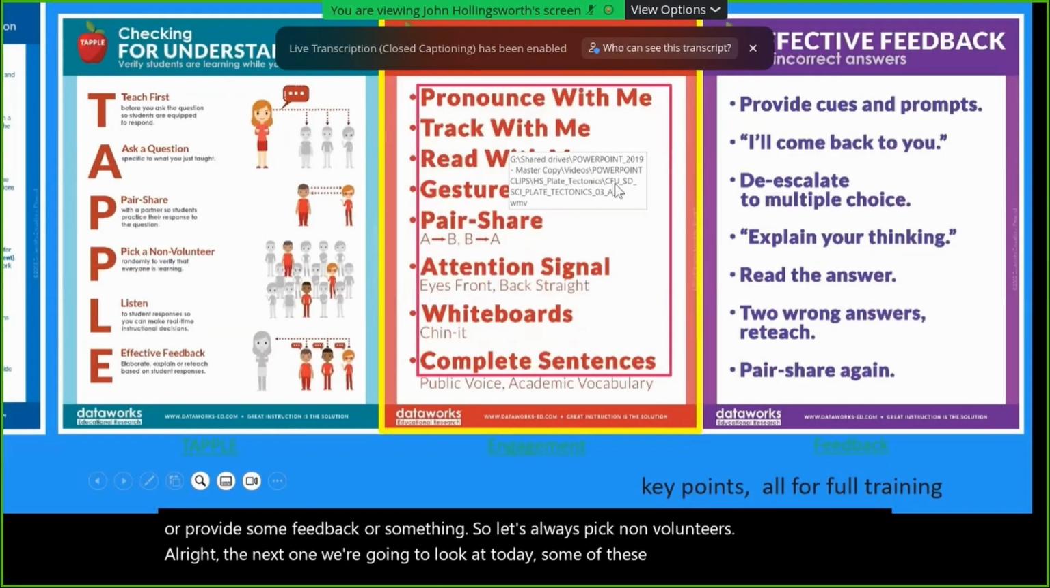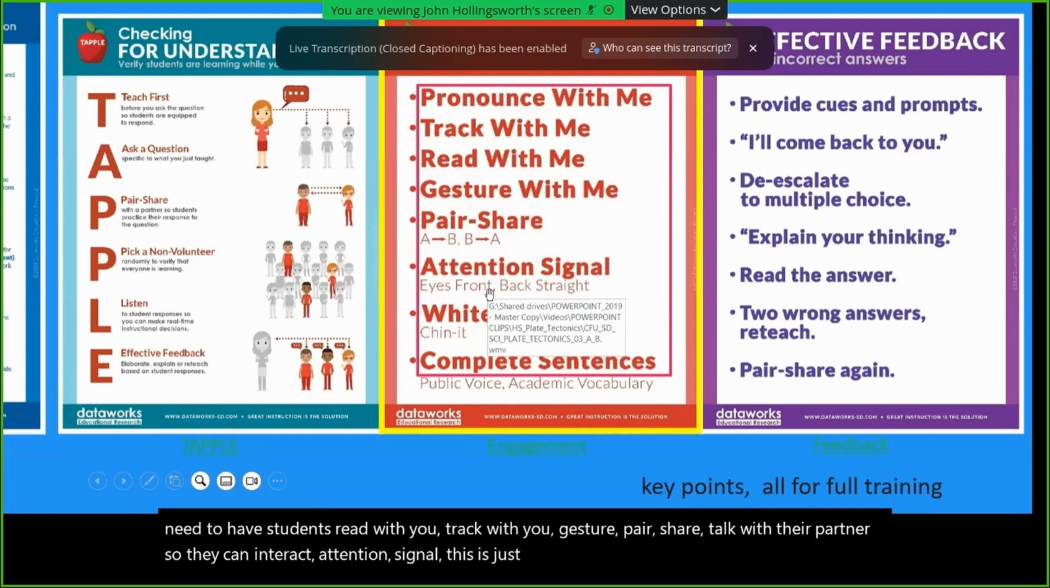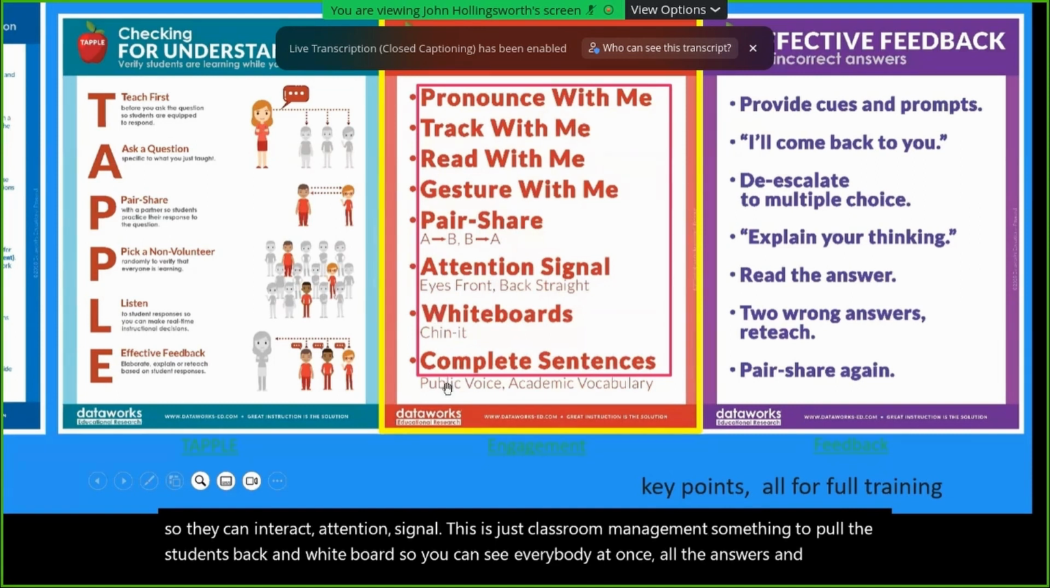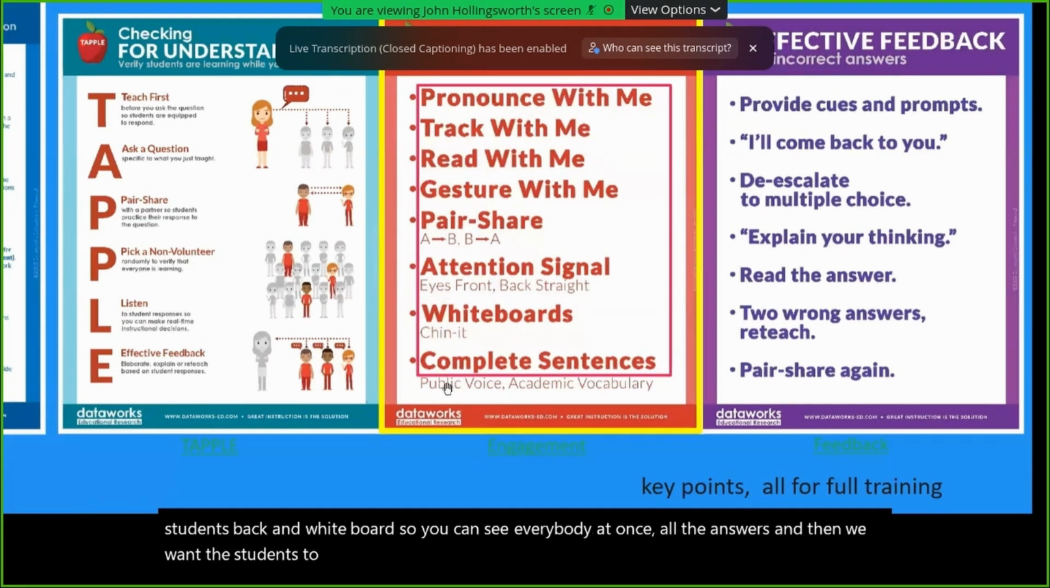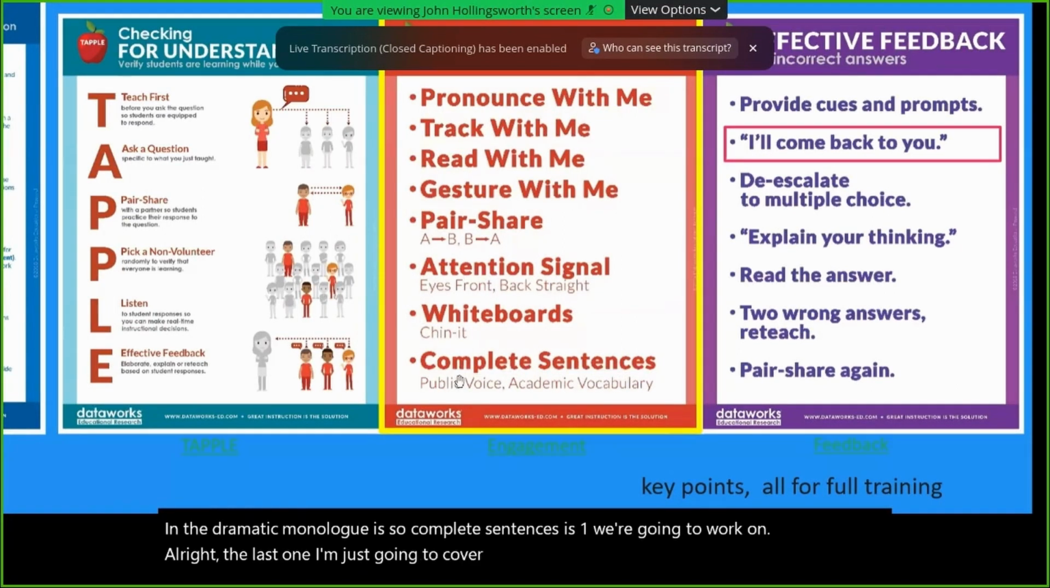All right, the next one we're going to look at today is student engagement. You need to have students read with you, track with you, gesture, pair share, talk with their partner so they can interact. Attention signal, this is just classroom management, something to pull the students back. And whiteboard, so you can see everybody at once, all the answers. And then we want the students to practice their new language. The perimeter of the polygon is. The character trait in the dramatic monologue is. So complete sentences is one we're going to work on.